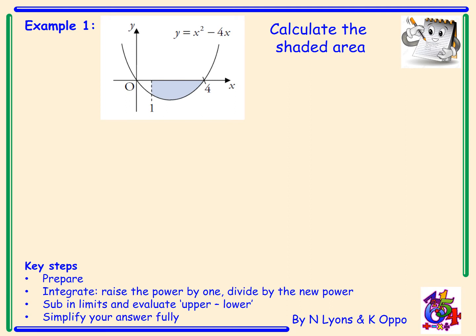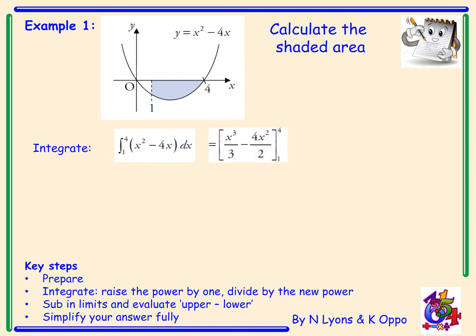Here's an example for you to try. I've got a graph here, y equals x squared minus 4x, and it says calculate the shaded area. It's a simple area, but it's below the x-axis. So we integrate as normal. We integrate from x is 1 to x is 4 of x squared minus 4x with respect to x.